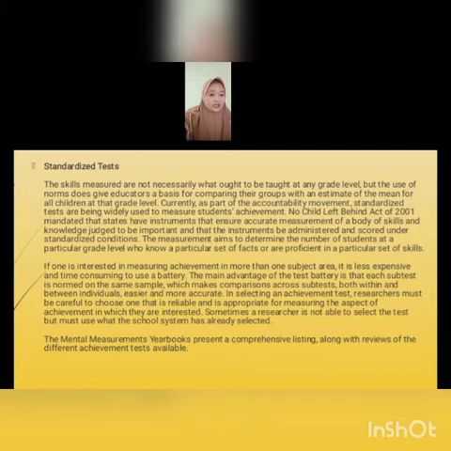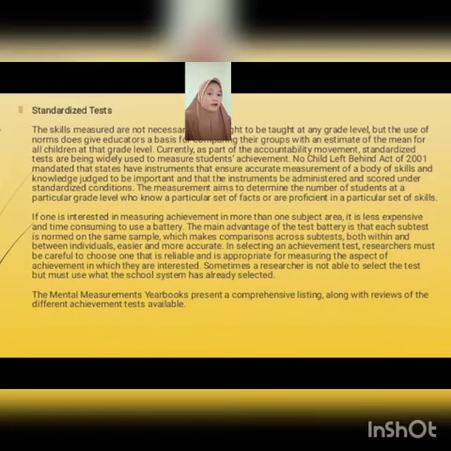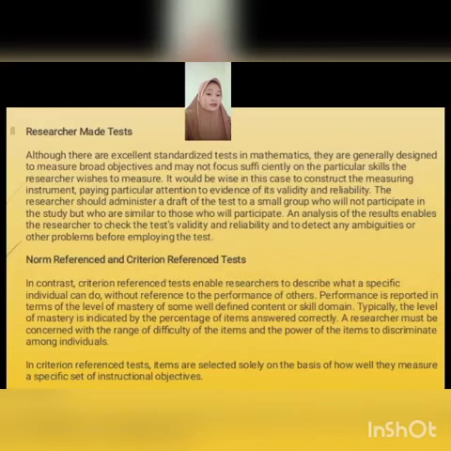In selecting an achievement test, researchers must be careful to choose one that is reliable and is appropriate for measuring the aspect of achievement in which they are interested. Sometimes a researcher is not able to select the test but must use what the school system has already selected. The Mental Measurements Yearbooks present a comprehensive listing along with a review of the different achievement tests available.